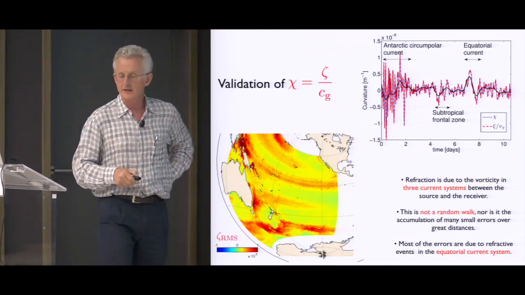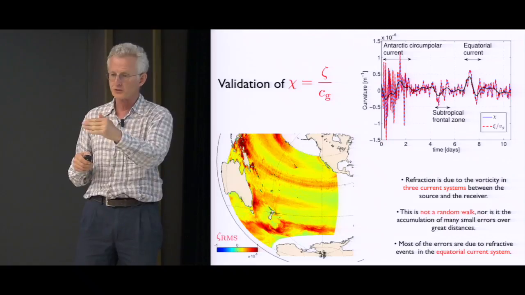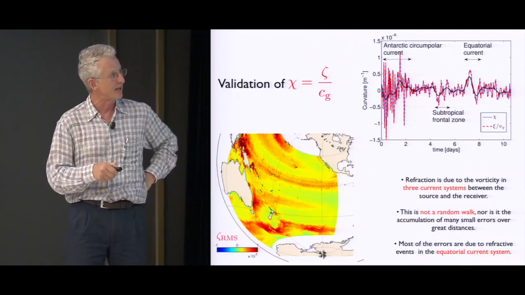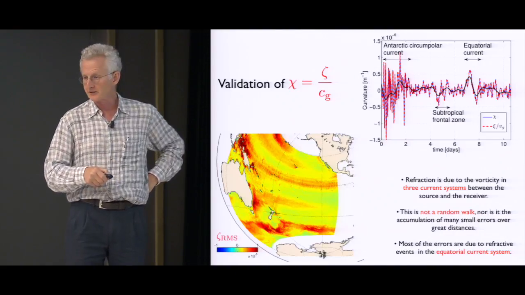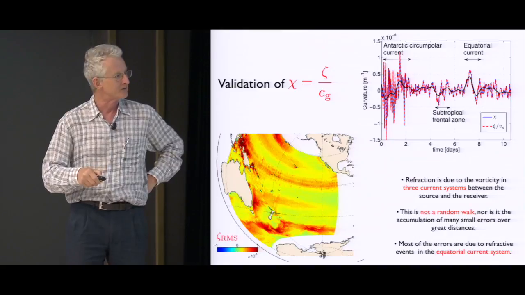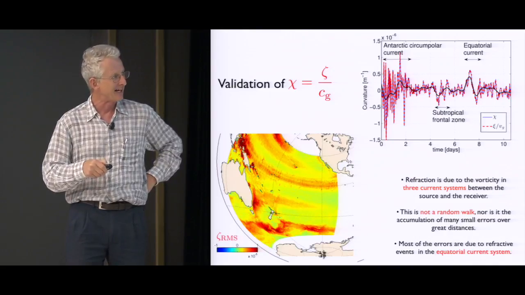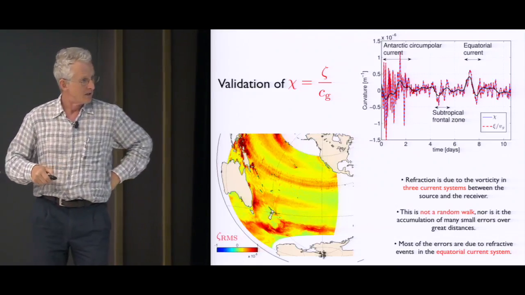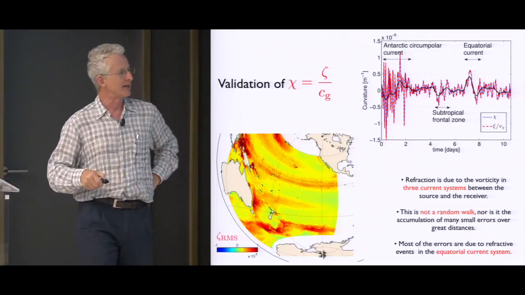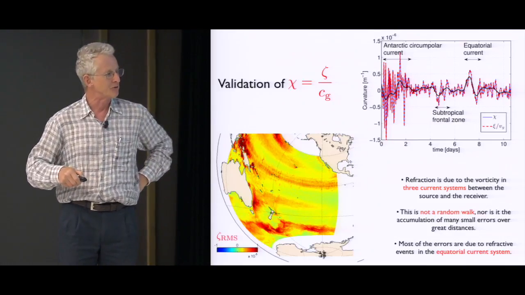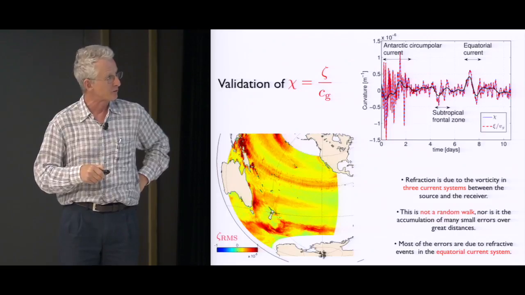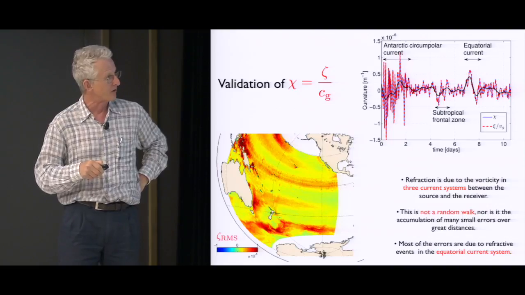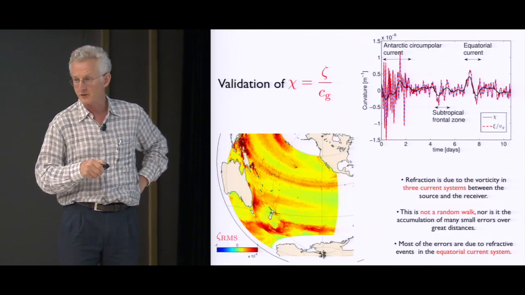So it's incorrect to think of this as a random walk where there's a lot of small deflections. What's happening is there's 2 or 3 big deflections which produce the errors at the receiver. It's not the accumulation of many small errors. It's a very small number of large errors, large deflections, which are making this happen. And in fact, most of the final errors, most of the final deflections are due to what happens after the rays cross the equatorial current system. After crossing the equatorial current system, the rays which arrive at the receiver travel more or less on great circles. Okay?